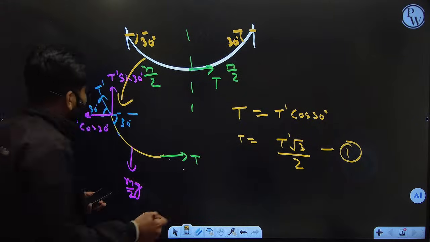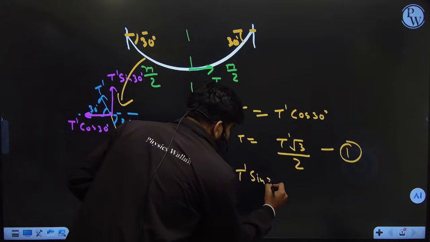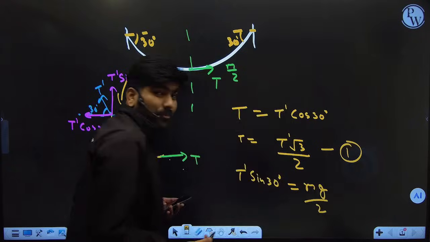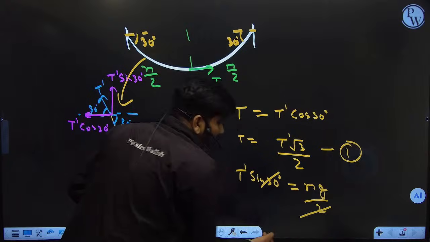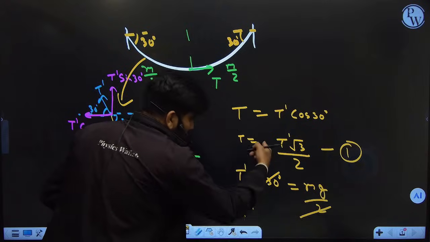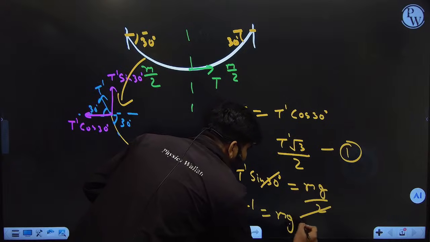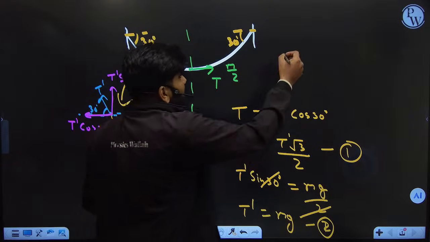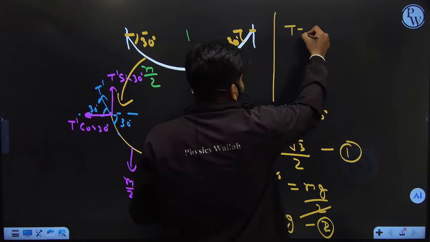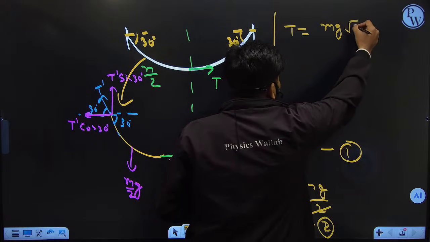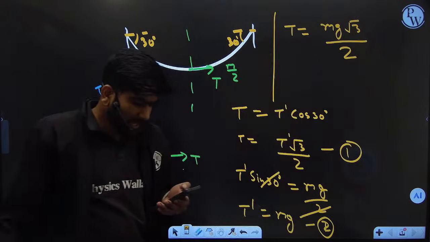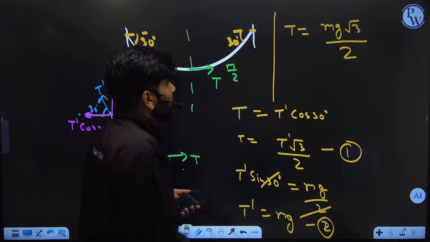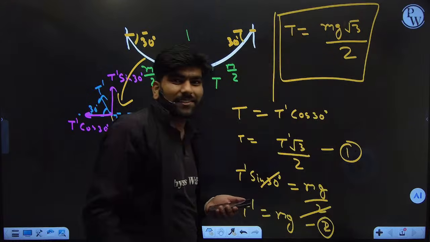In the vertical direction, we can say that T dash sin 30 is going to balance the mg by 2 component of the weight. Now sin 30 being half, I can cancel the 2 here, and in that above equation I can write T dash as mg, and I will call this equation 2. Let's put the T dash value in equation number 1, and we are going to get the tension as mg root 3 by 2. Okay, I don't have options with me, but I do think there is some option in the question, so you should select this option. This is the correct one.